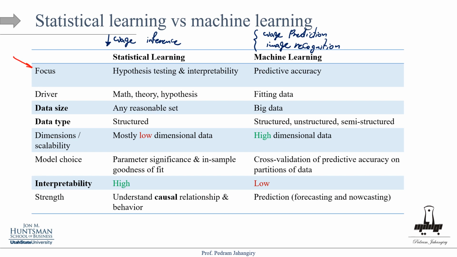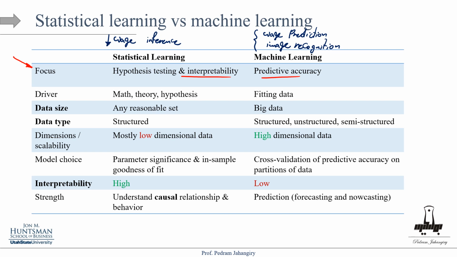So the first thing, the focus of attention, right? In the statistical learning, we are interested in hypothesis testing and interpretability. This is a key term. We want to become a storyteller. We want to see what is the relationship between variables, right? In the machine learning world, we care about predictability, right? So what's the accuracy of the model? At the end of the day, we don't care about interpretability that much, right? It's not zero, but we don't care that much about interpretability.